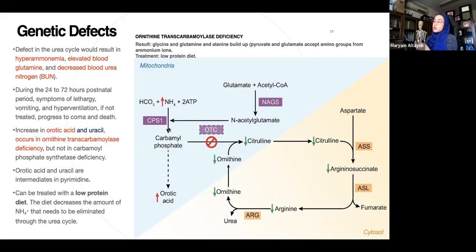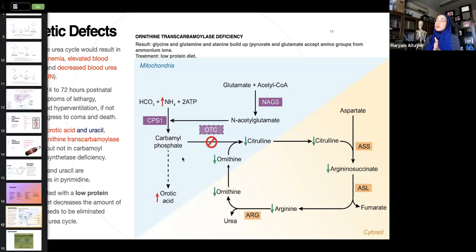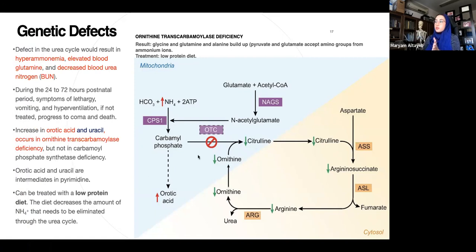The first step that we talked about, let's say this is deficient. If this is deficient, then everything else is also going to be decreased. But the difference is you don't have carbamoyl phosphate to create orotic acid. So that's a very key differentiating factor between carbamoyl phosphate synthetase 1 deficiency and OTC deficiency, because here you're going to have high orotic acid, right? Because this builds up behind. And if you have deficiency here, you're going to have very low orotic acid because you can't get to that pathway in the first place.